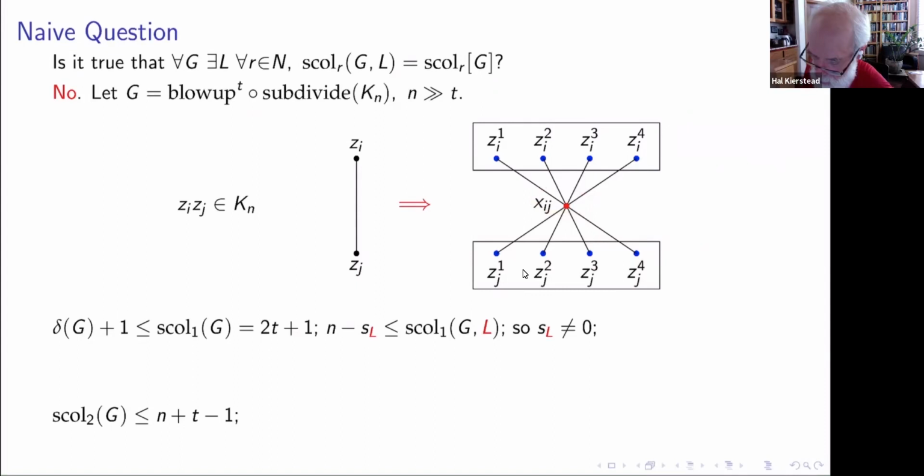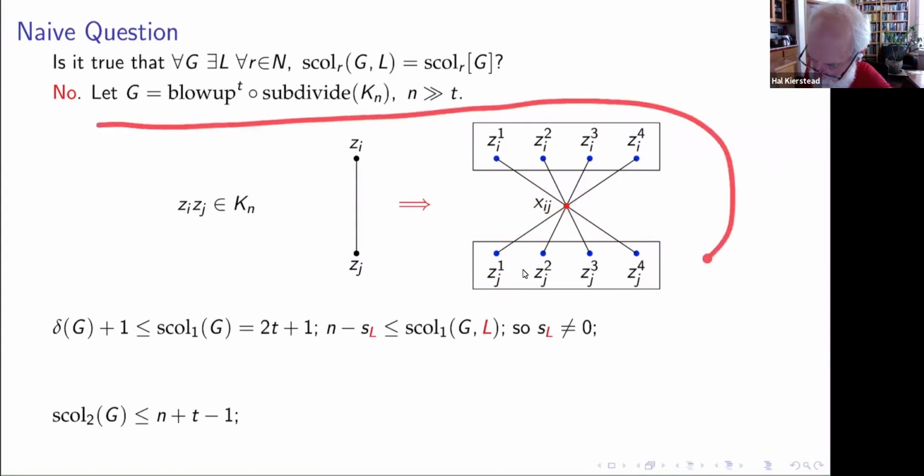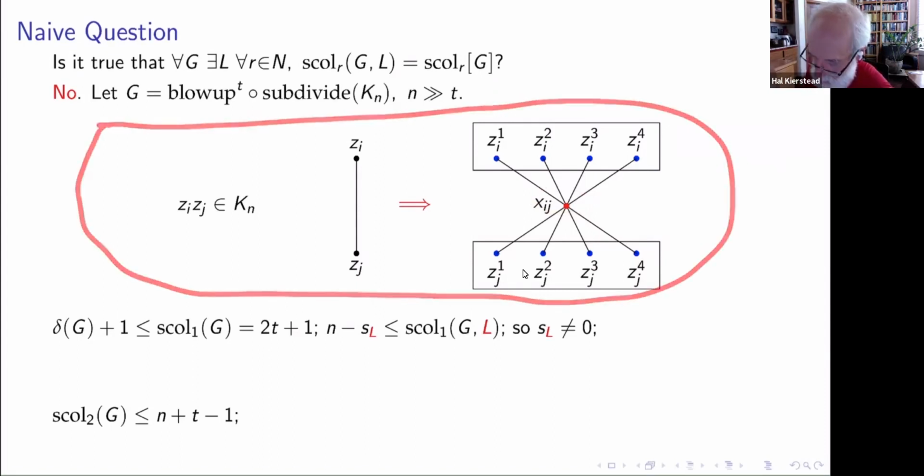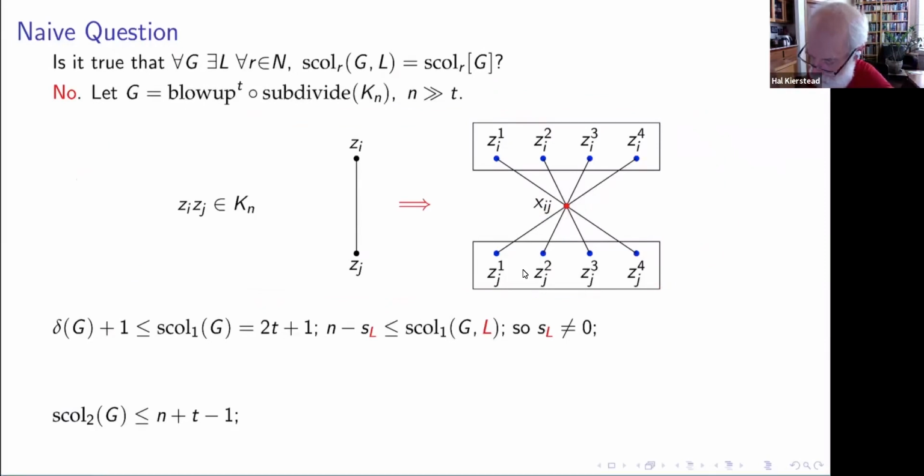yeah, so this example of a graph has relatively small strong one coloring number, relatively small strong two coloring number. But any one order you pick is going to drive things up. All right, so we have a no here.